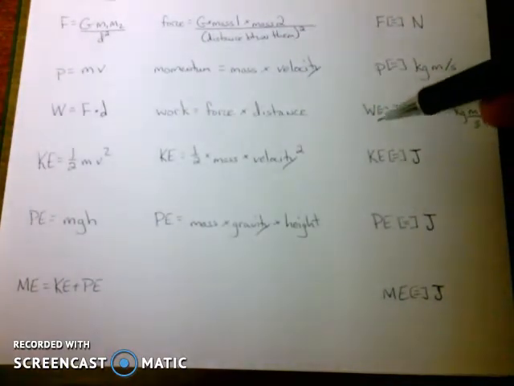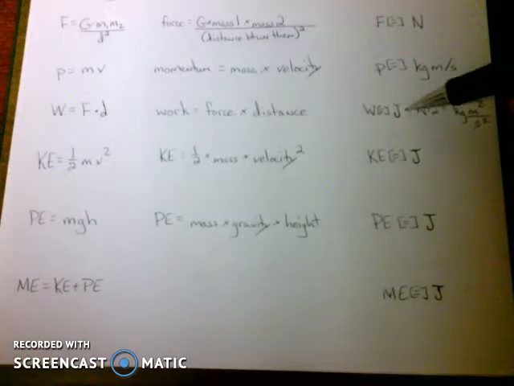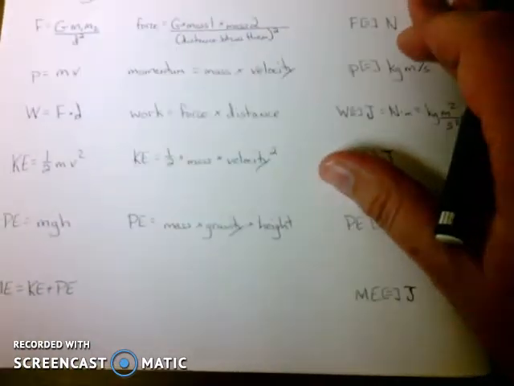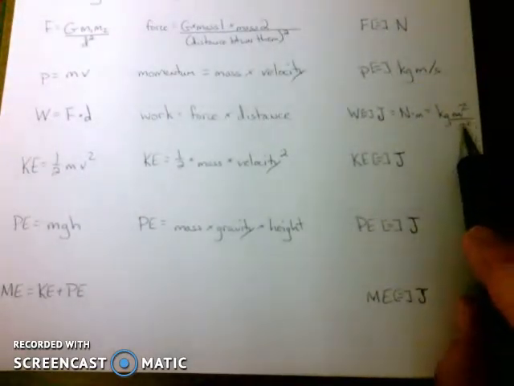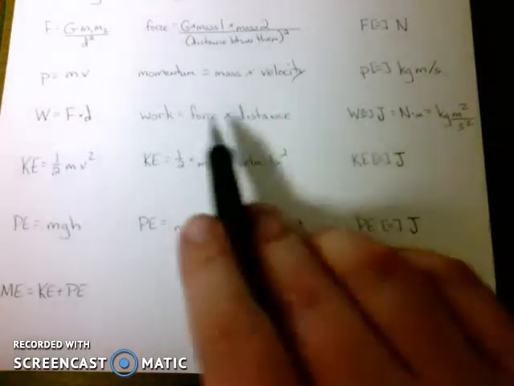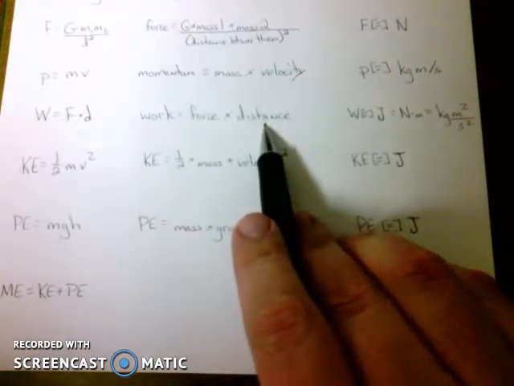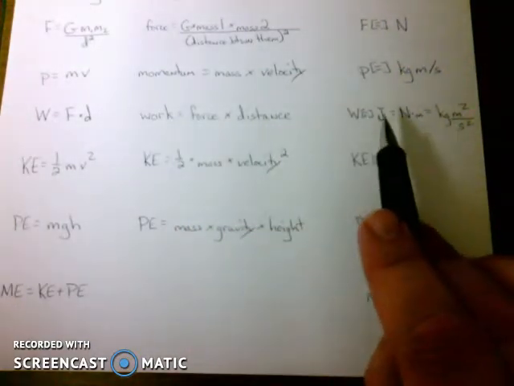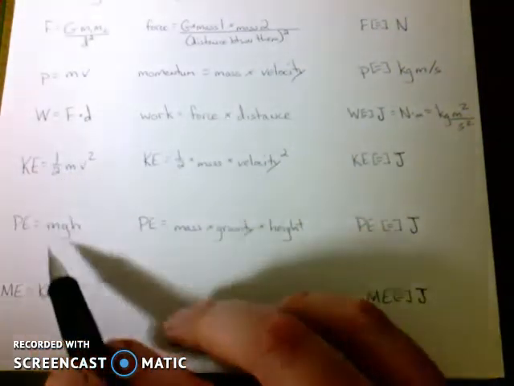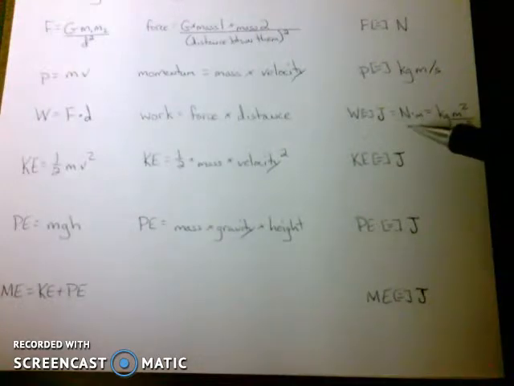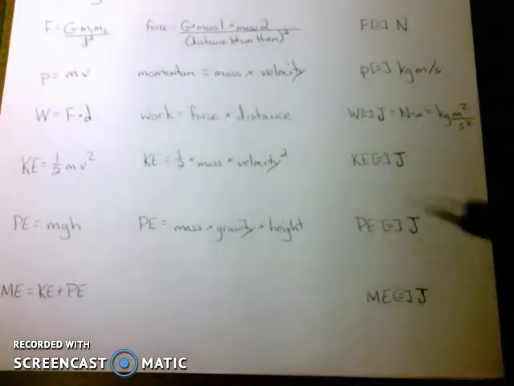All right. Work has units of joules. A joule is equal to a Newton times a meter. Or you can say that's equal to a kilogram meter squared per second squared. Force is newtons, distance is meters. A Newton meter is equal to a joule. Now you'll notice that work, kinetic energy, and potential energy all have the same units of joules. And so does mechanical energy.